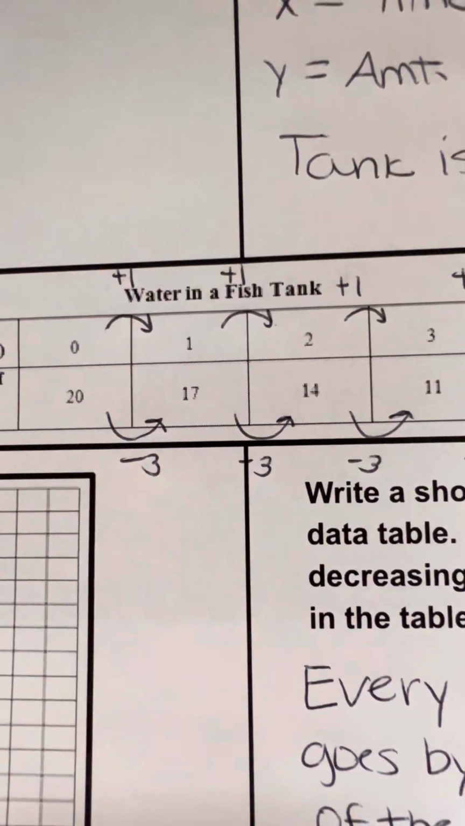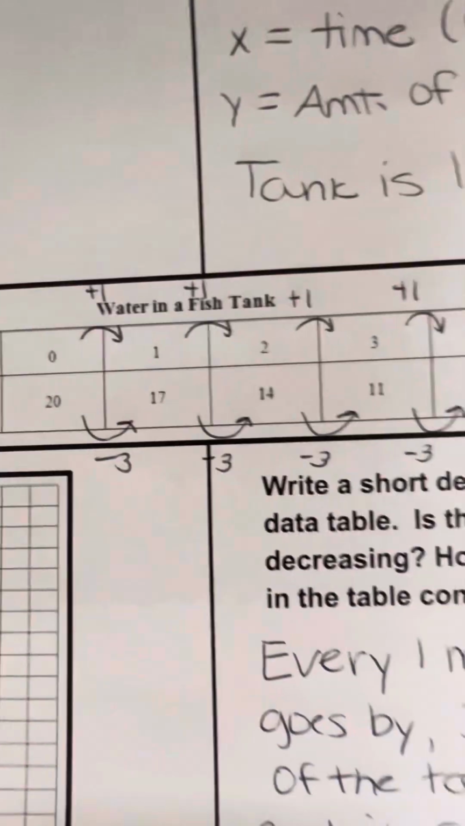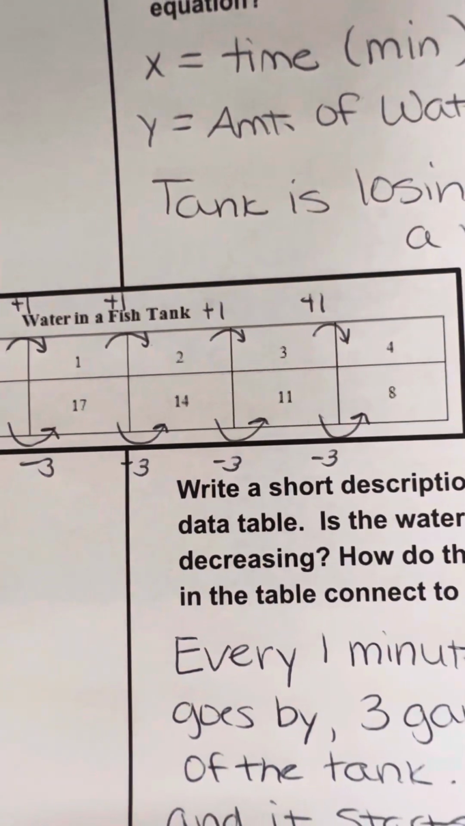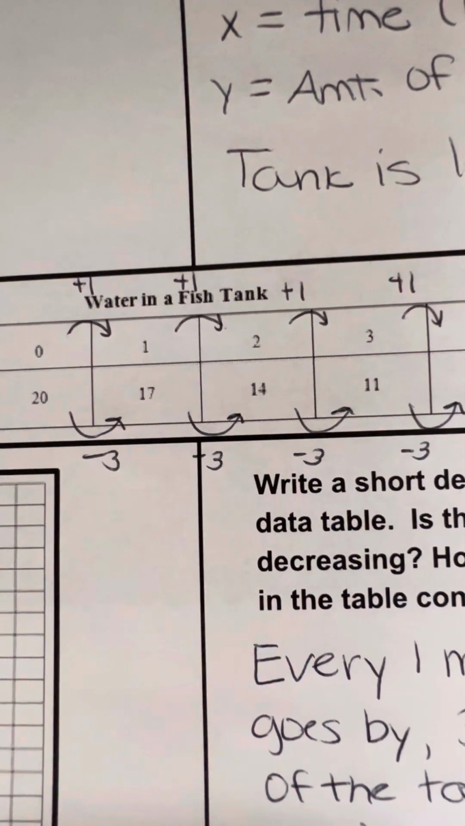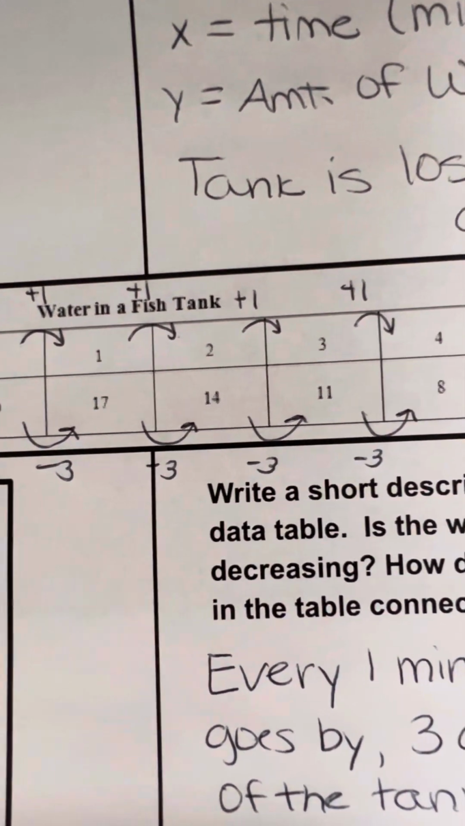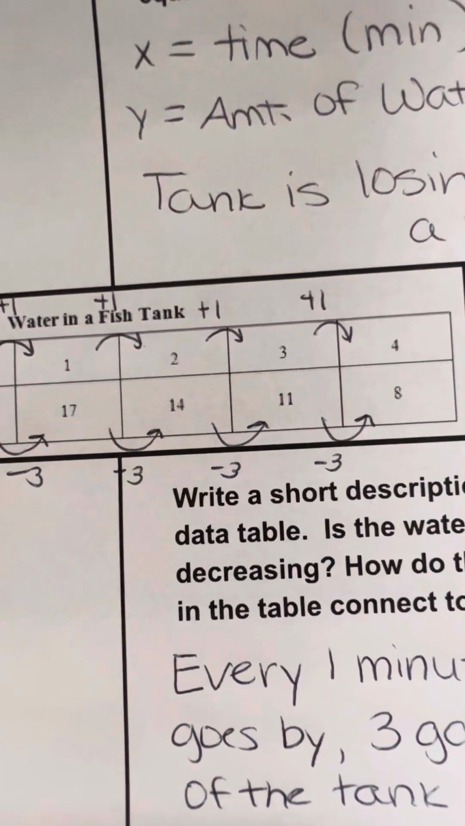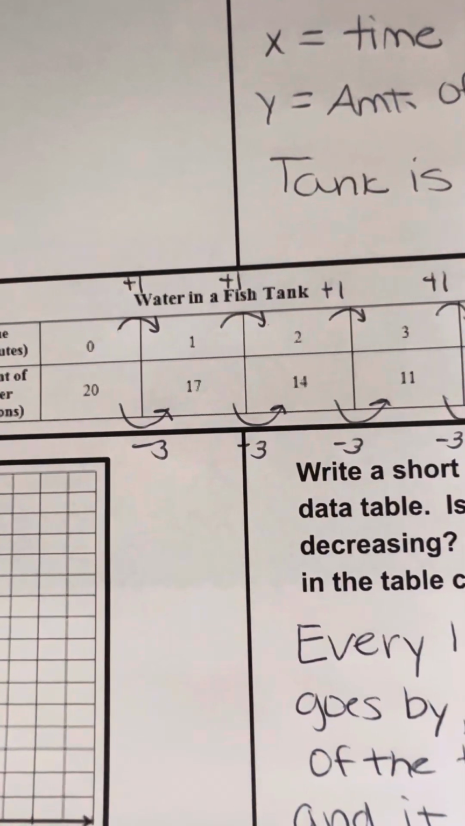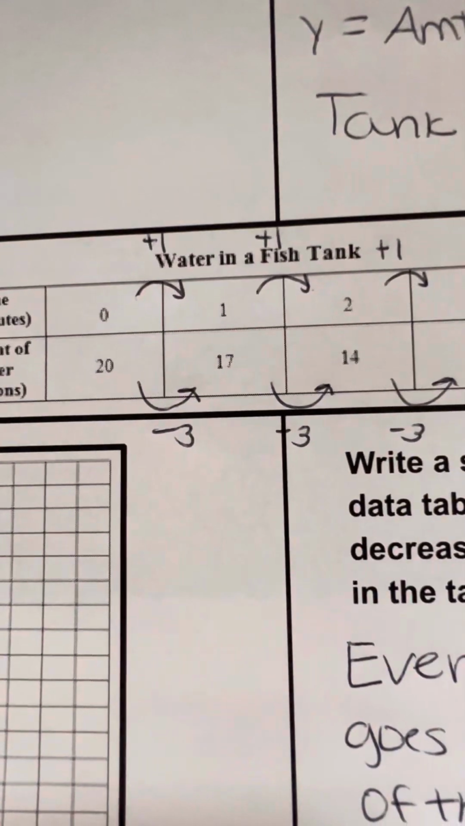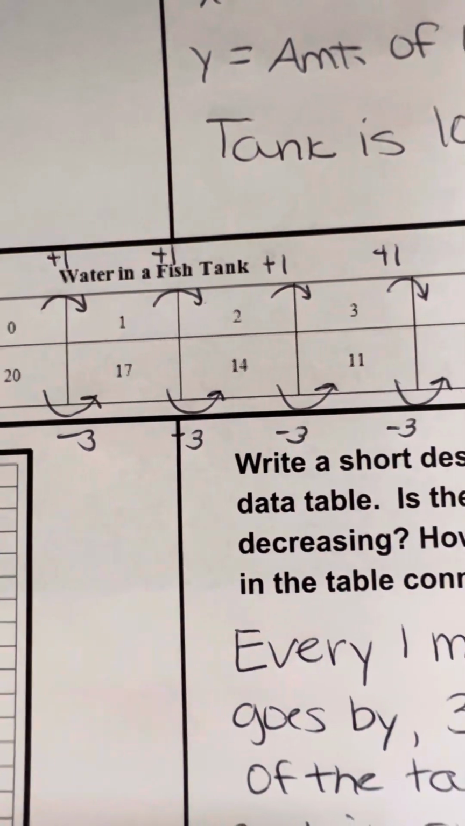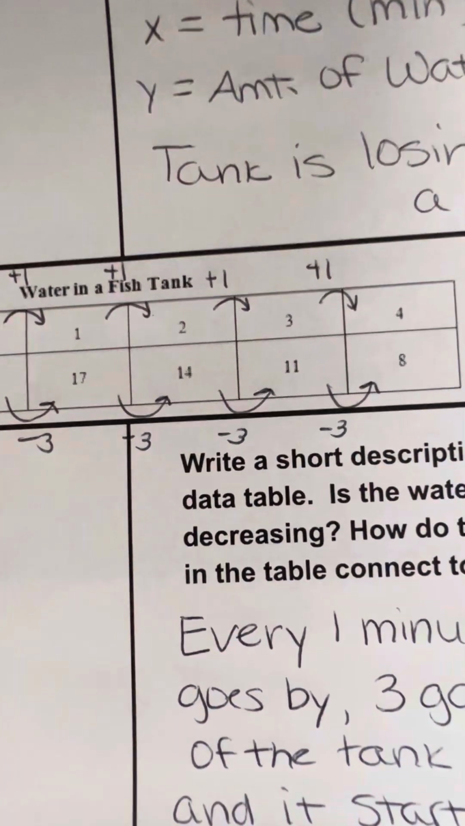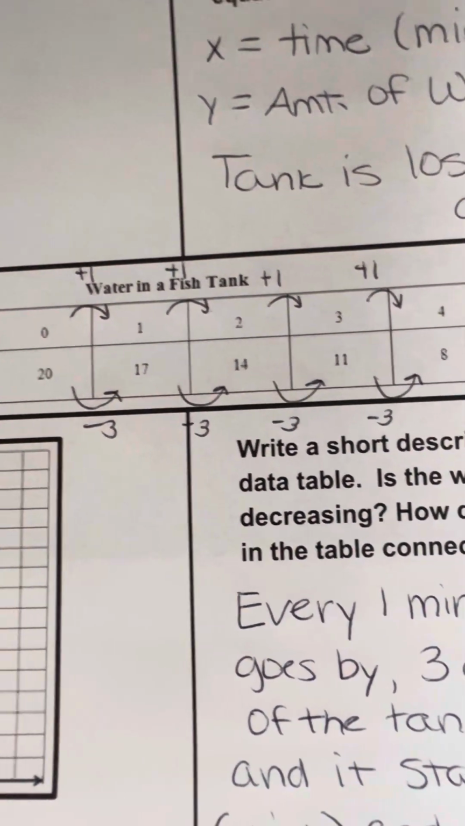As you can see, I've made a little table of the change of value on the x-axis. You can see that they are all going up by 1. 1 minute is adding to this time frame. And as each minute goes by, you're losing 3 gallons of water each minute. So that is our slope, that is our unit rate.